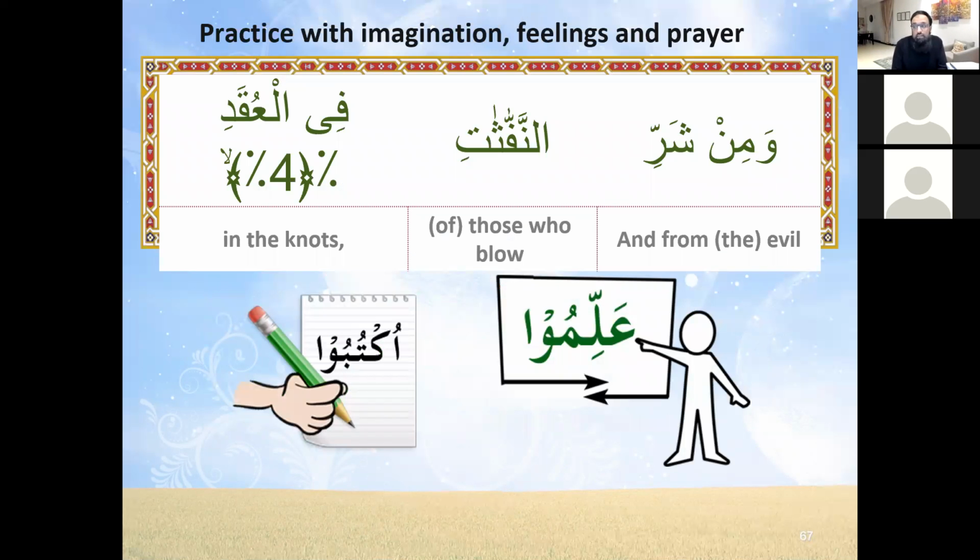So let's practice this together. وَمِن شَرِّ, min sharri, and from the evil, an-nafathati, of those who blow, fil uqad, in the knots. وَمِن شَرِّ النَّفَّاثَاتِ فِي الْعُقَدِ, and from the evil of those who blow in the knots.